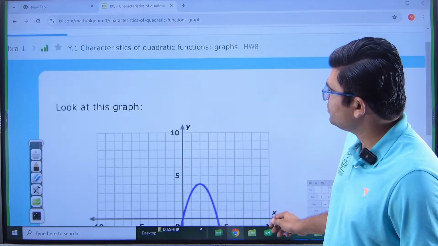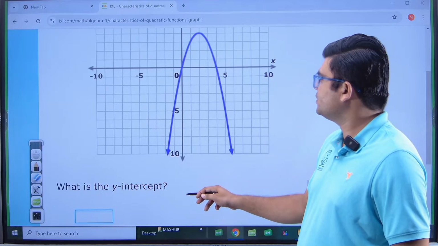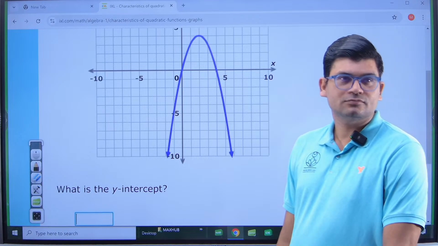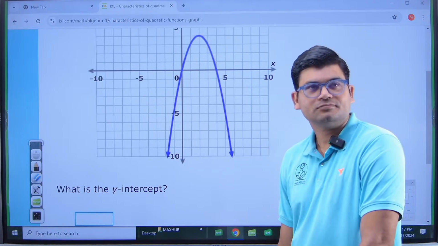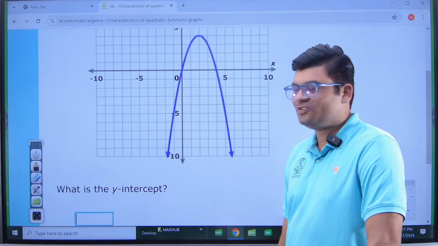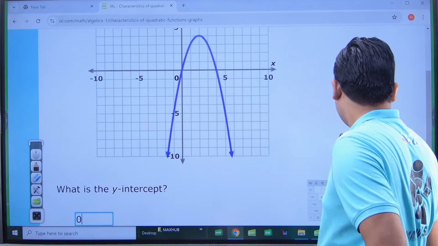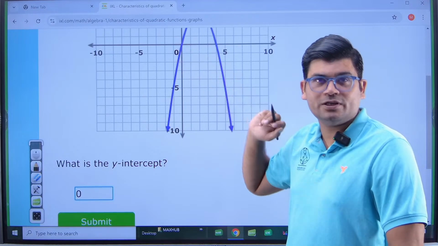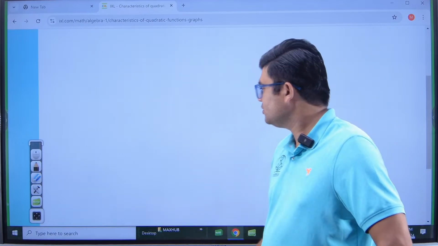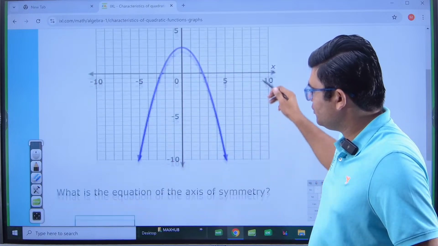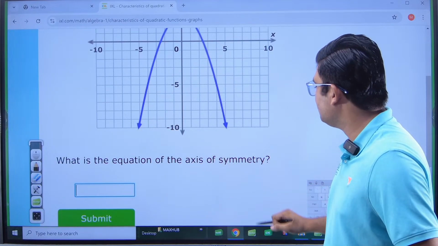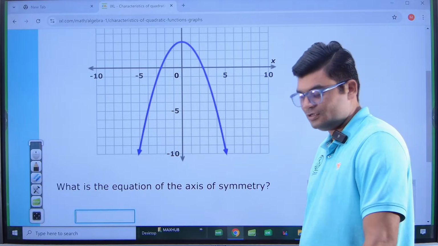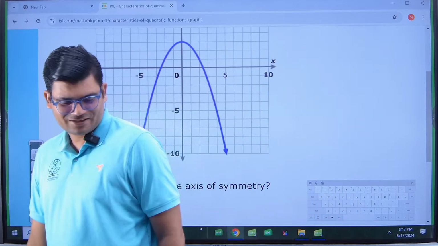Tell me for this, the question is, you have to tell me the y-intercept. Sir, it's either 4 or 0. It is 0 only. Okay. So wherever it touches, it's always going to be 0. Yeah, it is touching the y-axis at 0 only. Okay. What about this last one? What is the equation of the axis of symmetry? Very good question.